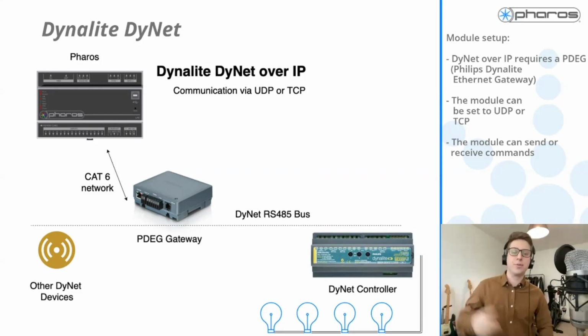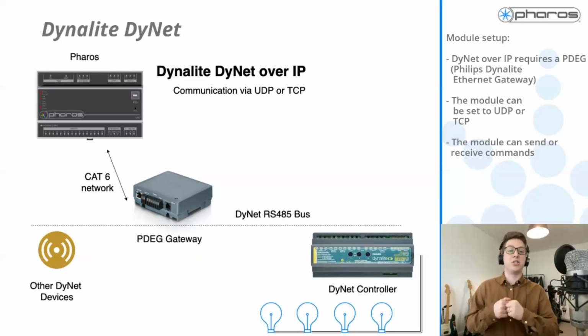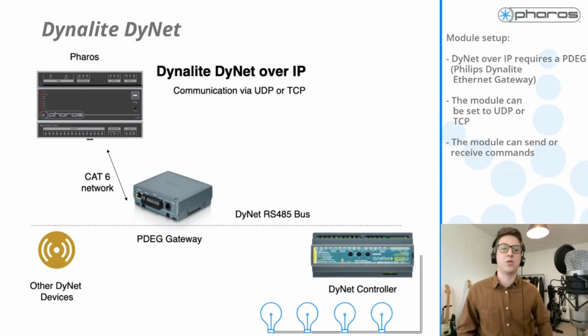So you've got Pharos, and then you've obviously got your DyNet bus. And in order for Pharos to integrate with that bus, you'll need a PDEG, a Philips Dynalite Ethernet gateway. And again, it's just another gateway. We send commands to it via either TCP or UDP. You can pick which protocol you want in the protocol properties within the module. And then, of course, once we send the gateway that command, it will just send that data across the bus to any other DyNet devices that are listening out for that information.